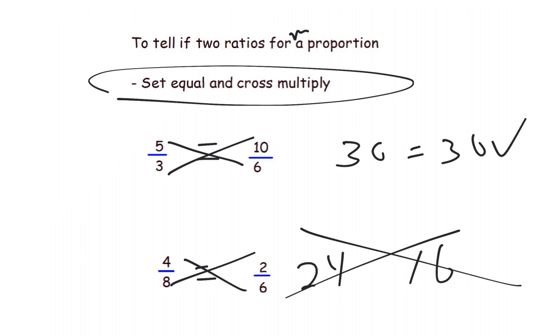Cross multiply. And if they're equal, it is a proportion. If they're not equal, it's not a proportion. That's the first part.